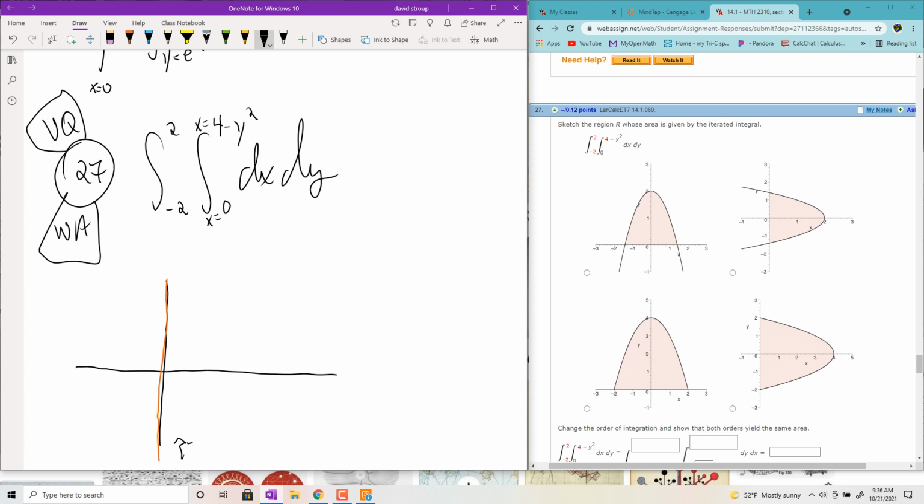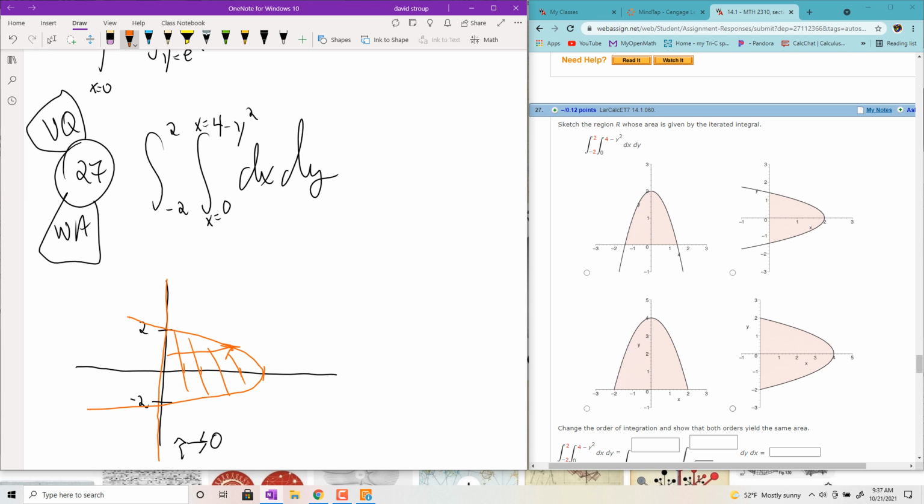If you want, you can already say that the y values the guy is going over, it's going from negative 2 to 2. But anyways, x equals 0 is the y-axis to x equals 4 minus y squared. That curve is a parabola flipped sideways and then shifted up 4 places. So 1, 2, 3, 4. And of course, its intercepts will be at negative 2 and 2. So it's going to go through there like this and like this. So curve, curve like that, and then point to point. That would be our picture.